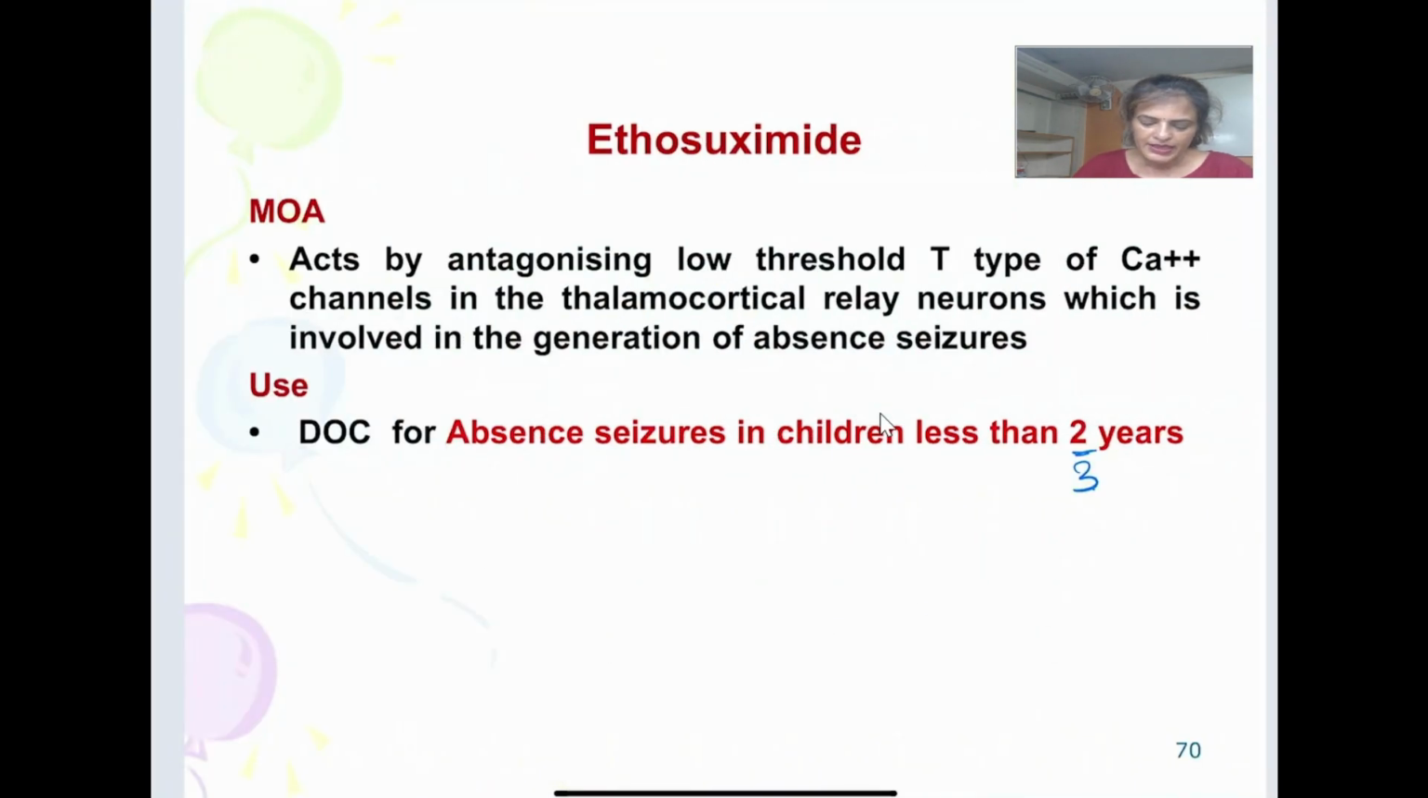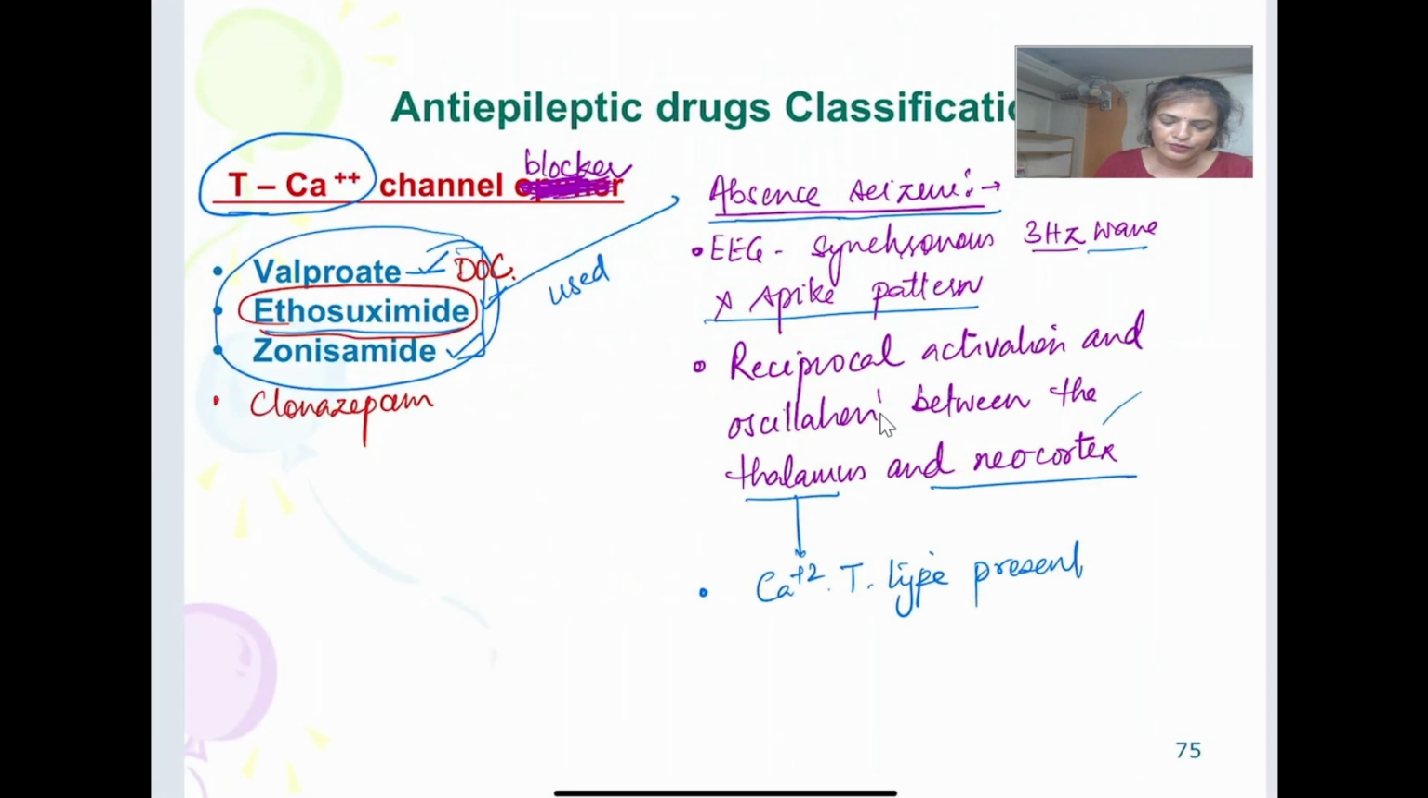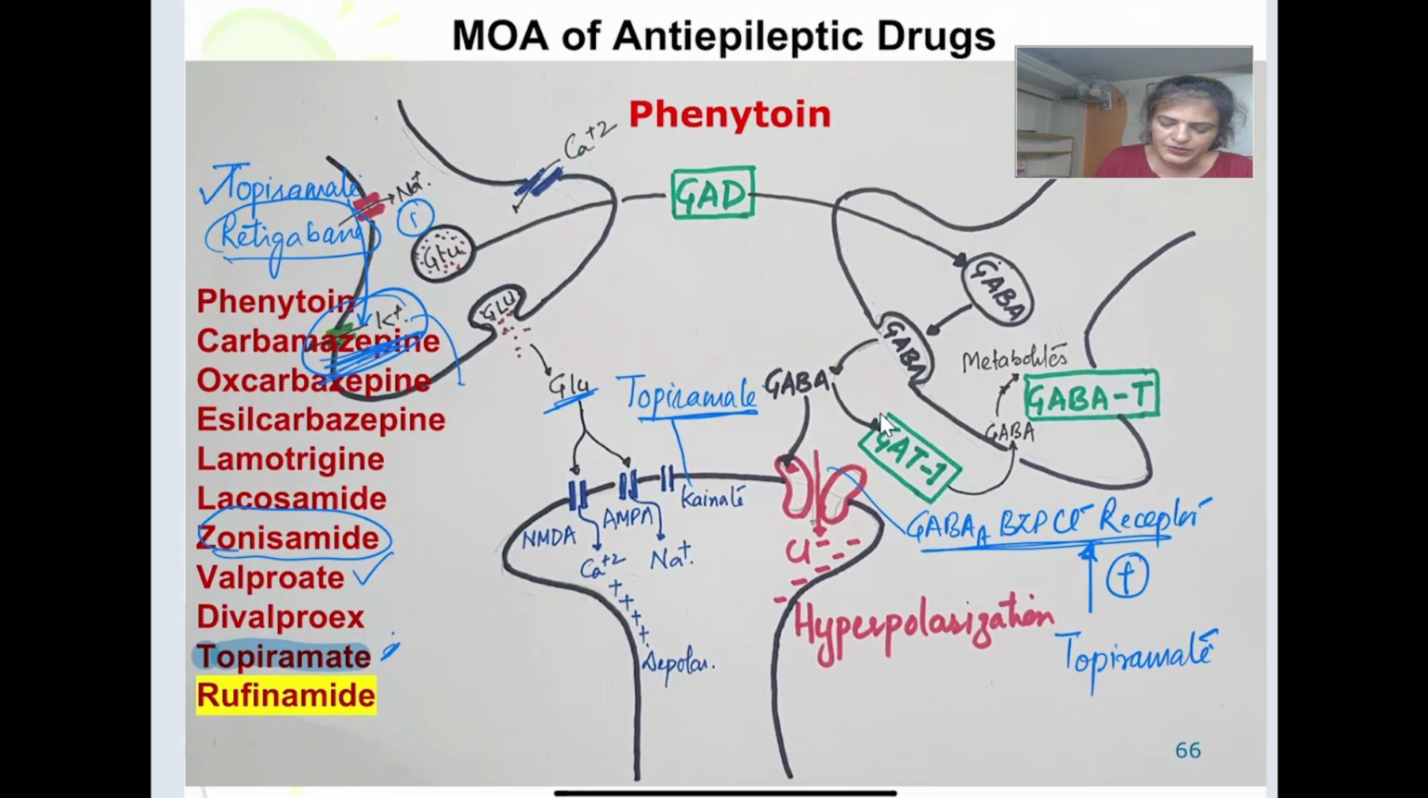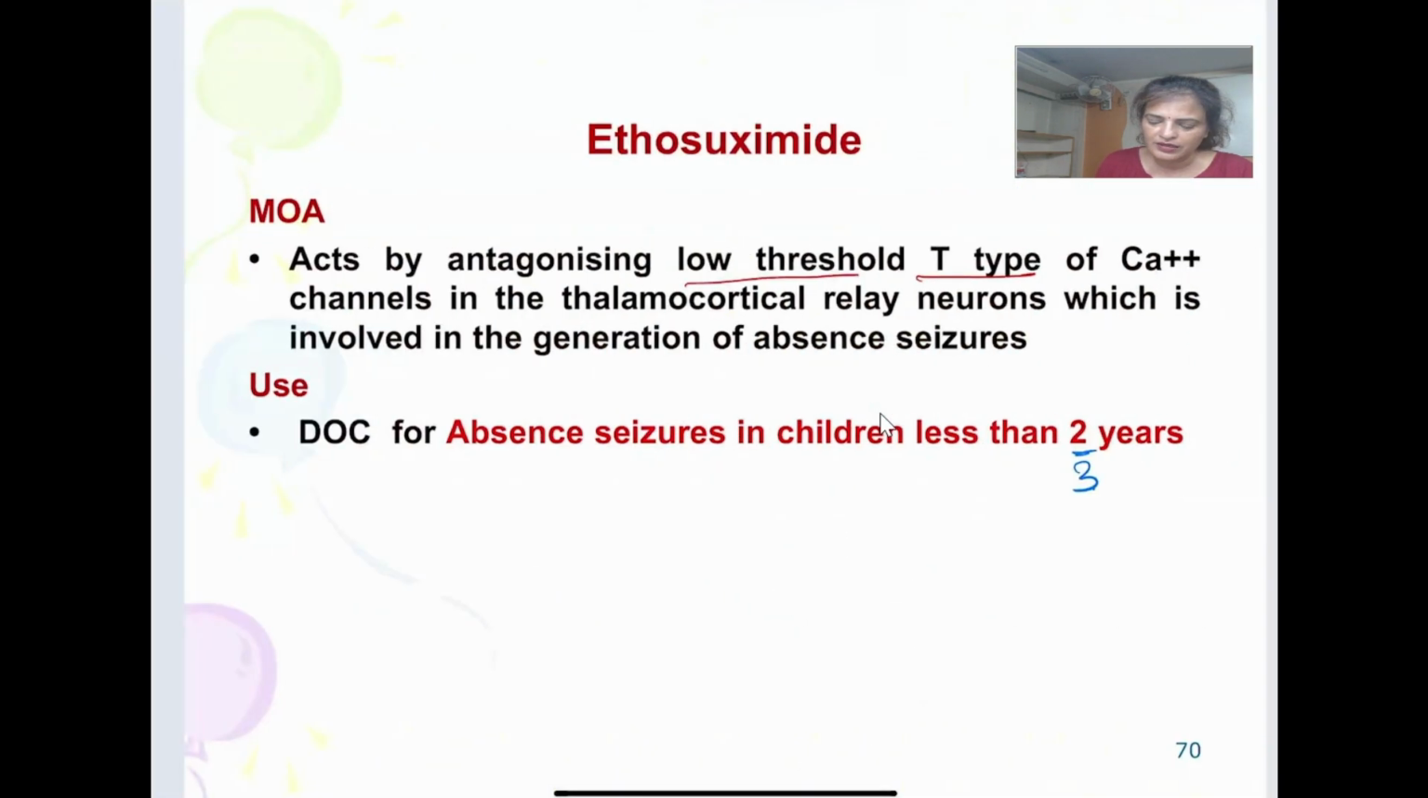So ethosuximide, you can see here the mechanism of action, how you are supposed to write. They act by antagonizing the low threshold, not the high threshold. The high threshold one is what was shown in the neuron earlier. I'll show you this one. This is the high voltage gated calcium channel, and this one is the low threshold T type calcium channel which is present in the thalamocortical neurons and which is involved in the generation of the absence seizure.